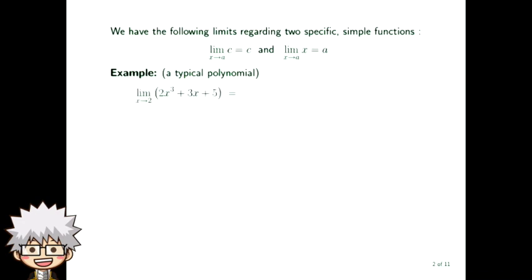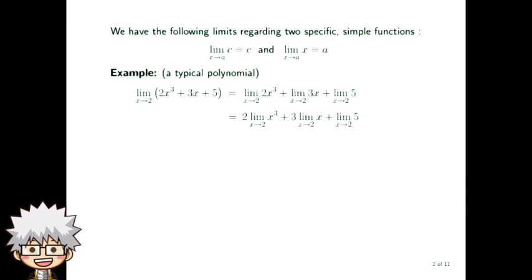The limit as x approaches 2 of 2x cubed plus 3x plus 5. We begin by using the fact that the limit of the sum is equal to the sum of the limits in order to calculate this limit term by term. Next, we use the second property on the previous page, which said that the limit of a constant times a function is equal to the constant times the limit of the function. This allows us to bring the coefficients of the polynomial outside the limit in the first two terms.